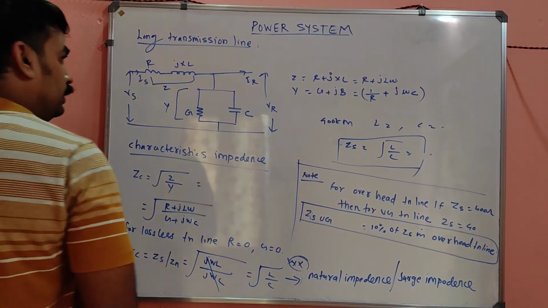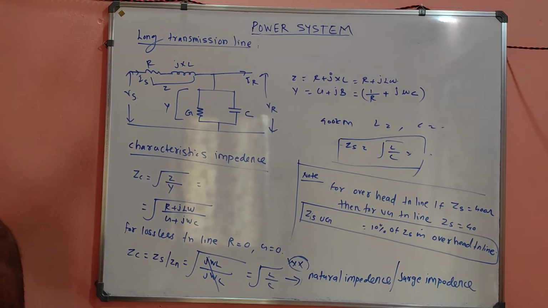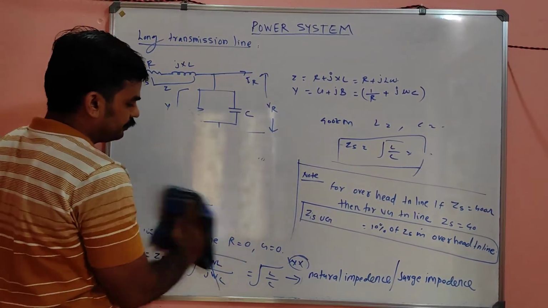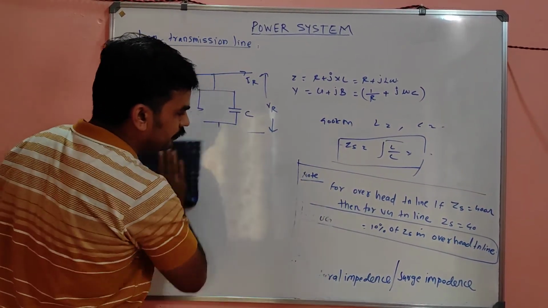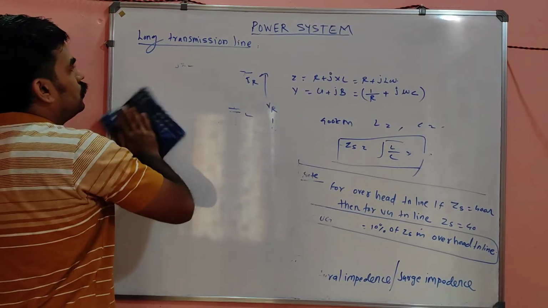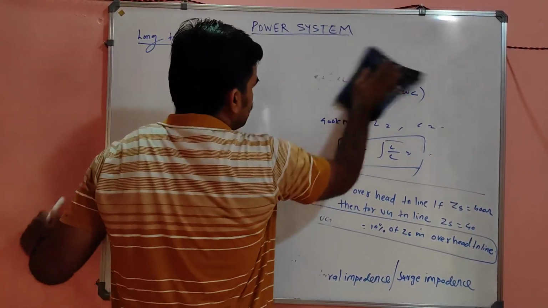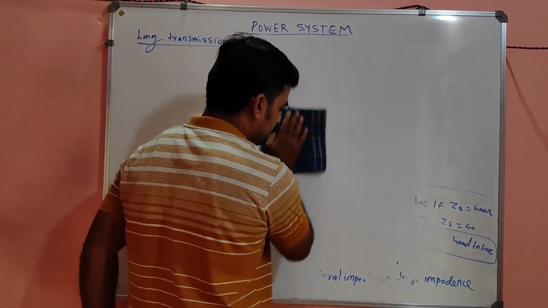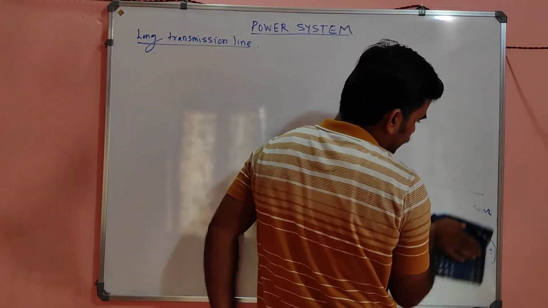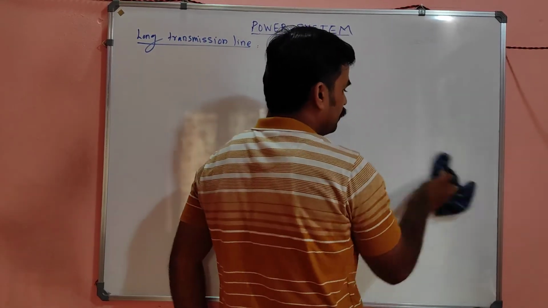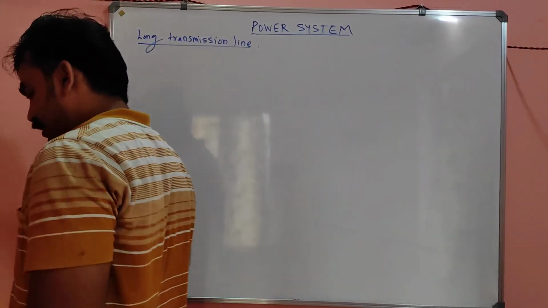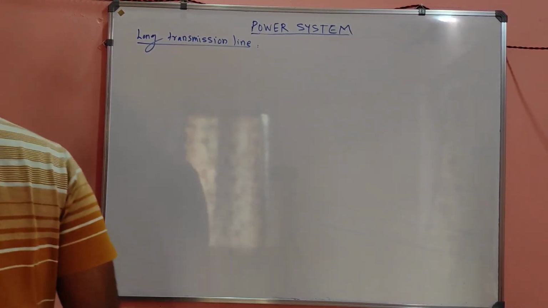And one more thing you have to note. There are a lot of chances of one word questions from this area. One word questions only, not the derivation or big things. But what is characteristic impedance, what is surge impedance, what is natural impedance, like that you will be asked.